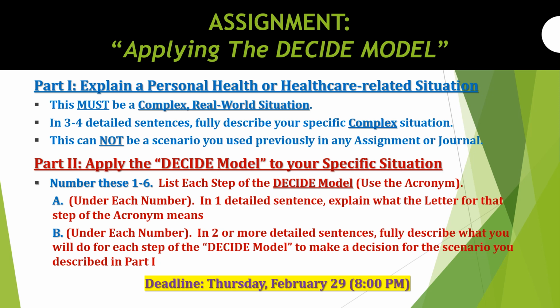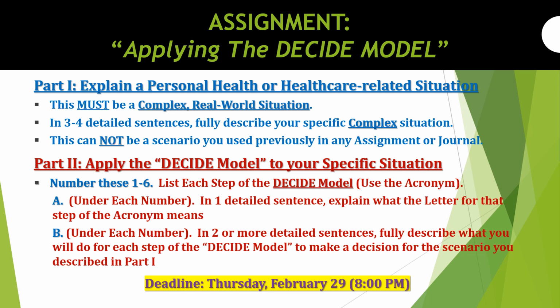And then in B, under number 1, you're going to take the D, and in 2 or more detailed sentences, you're fully going to explain what you would do for that step of the DECIDE model to make a decision for the scenario you described in part 1. So your scenario. And then you're going to go down to number 2, which is the E part of the acronym. And you're going to do A and B.